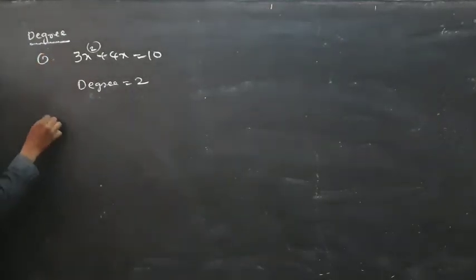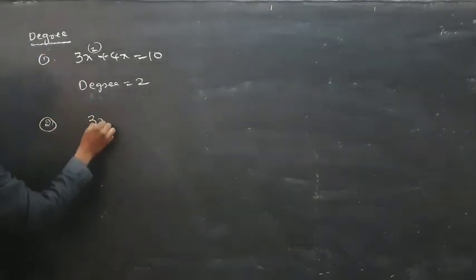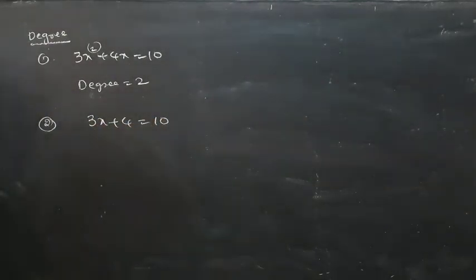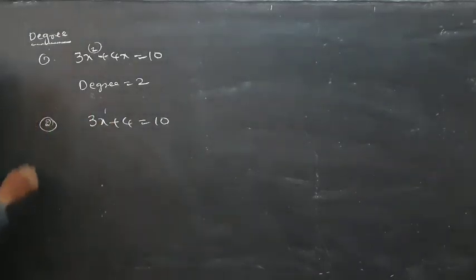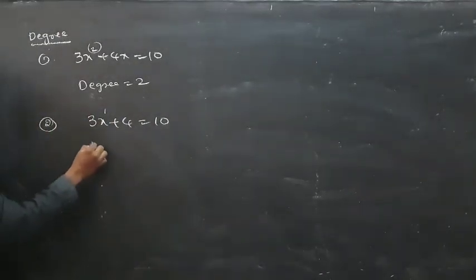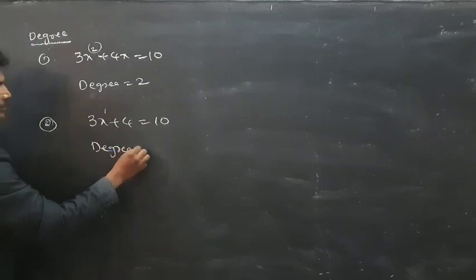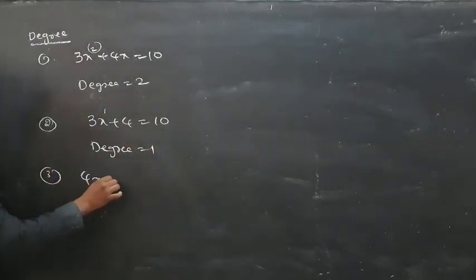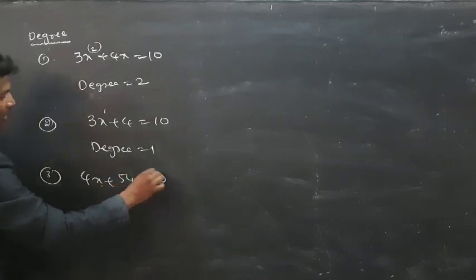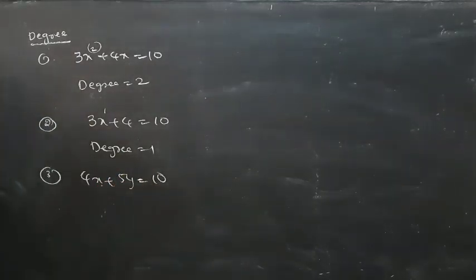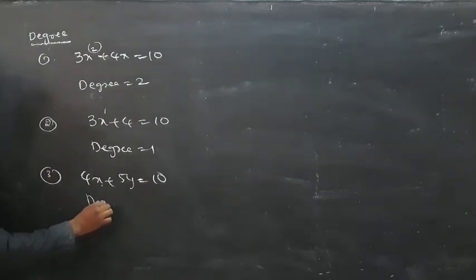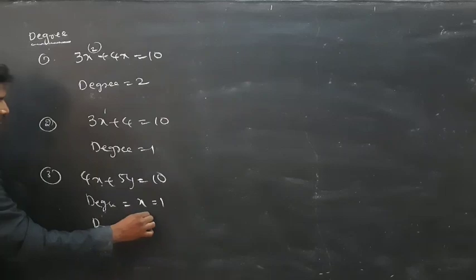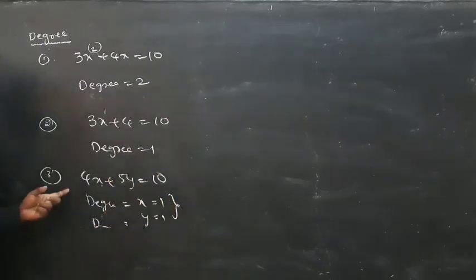Next, take some more examples. 3x plus 4 is equal to 10. In this, what is the variable? x is the variable. What is the power of the variable? 1. So the degree of this equation is 1. Third example: 4x plus 5y is equal to 10. Here two variables are there. What is the power of x? 1. And what is the power of y? 1. So the degree of this equation is 1.